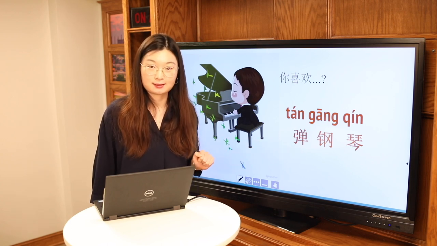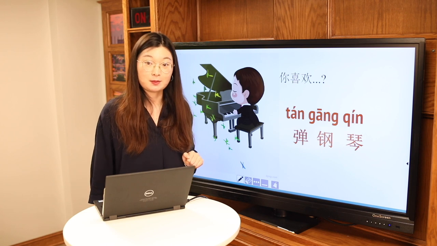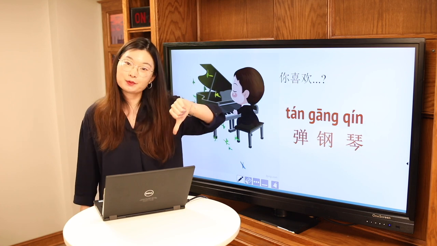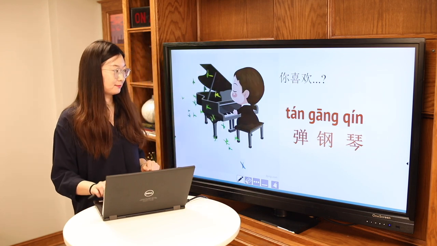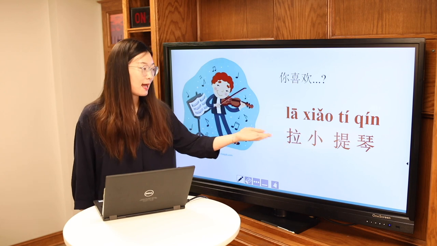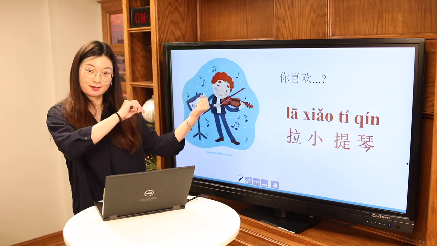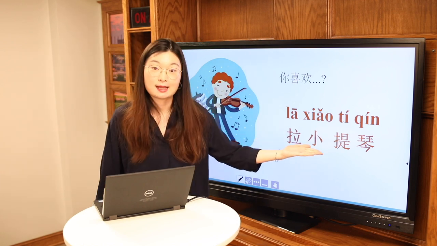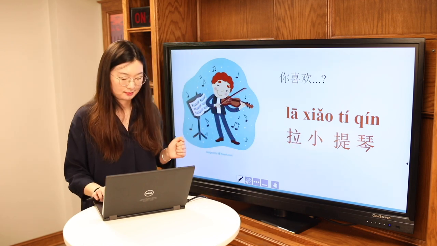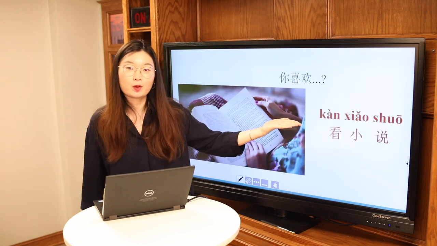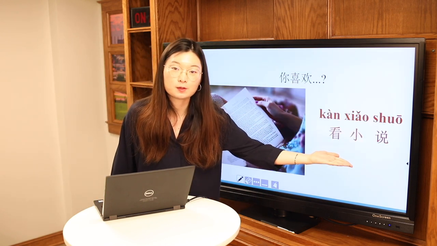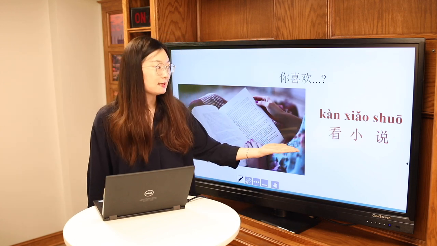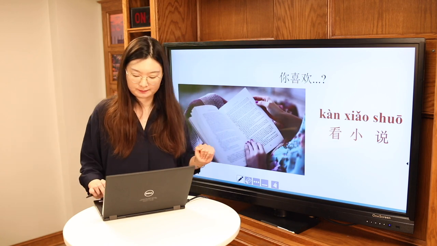Then we're going to take notes for the characters and the pinyin. So together, 你喜欢弹钢琴吗? 喜欢不喜欢弹钢琴? 你喜欢拉小提琴吗? 拉小提琴, 喜欢不喜欢? 你喜欢看小说吗? 看小说, novels, read novels.